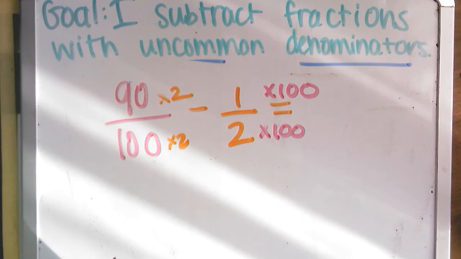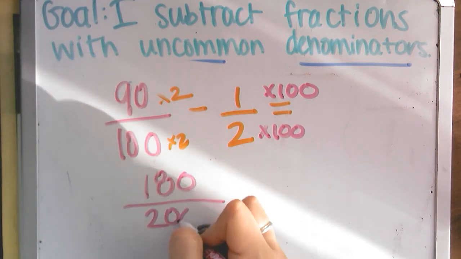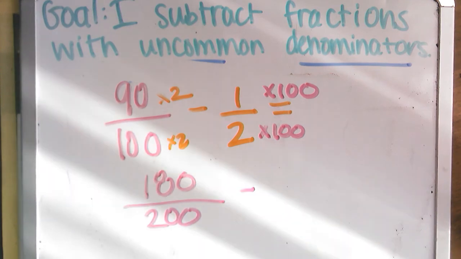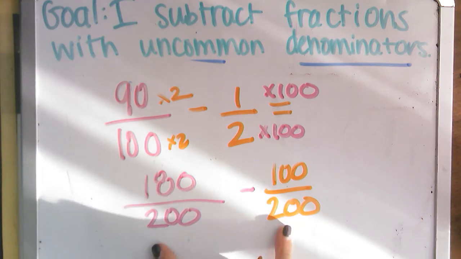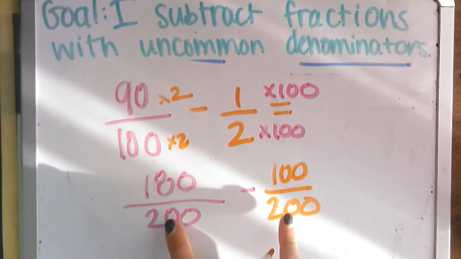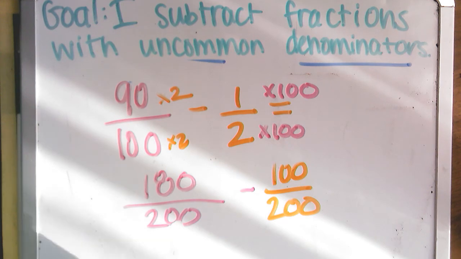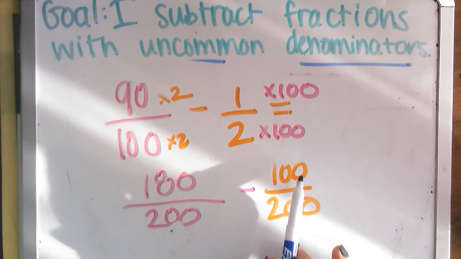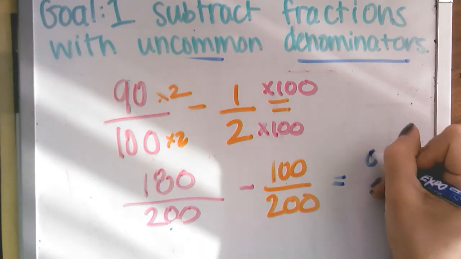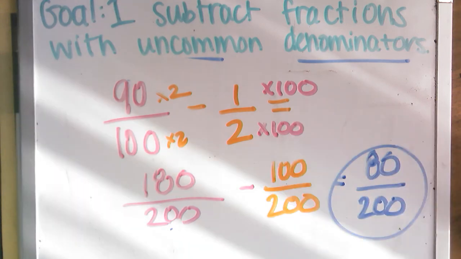So I will show my work. I get 180 over 200 minus 100 over 200. So again, my denominators ended up being the same because I just multiplied by the opposite one. Then I simply subtract. 180/200 minus 100/200 equals 80/200. So this will work no matter what your numbers are.